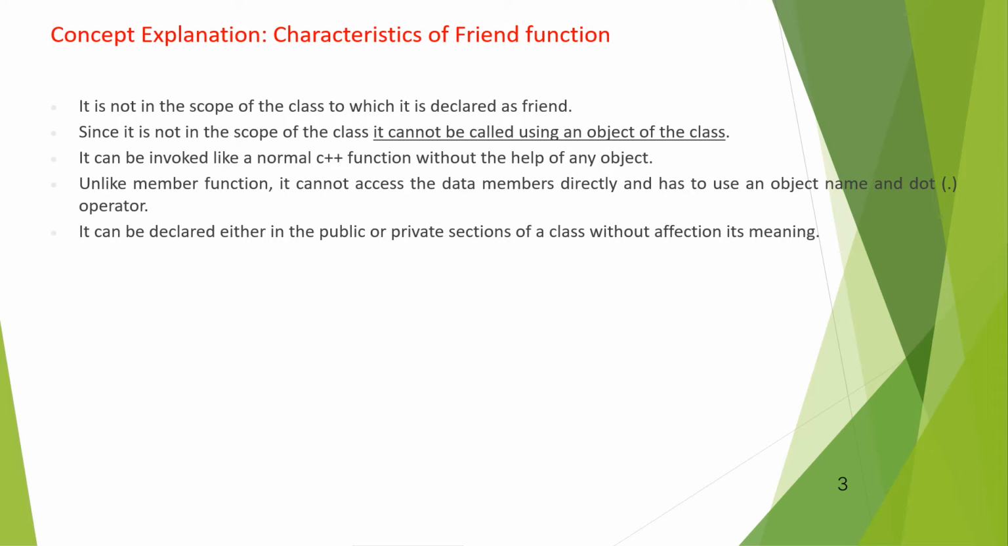Unlike a member function, it cannot access the data members directly; we have to use the object and dot operator. It can access the data members, but not directly, so we have to use some syntax. And it can be declared in either the public or private section of a class, so you can declare it anywhere you want.